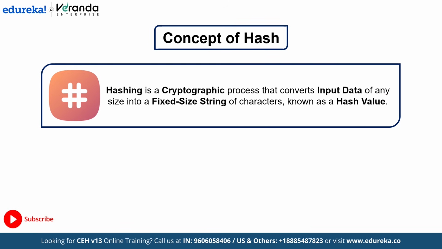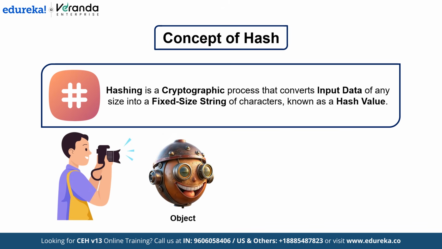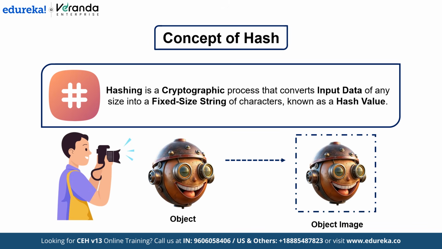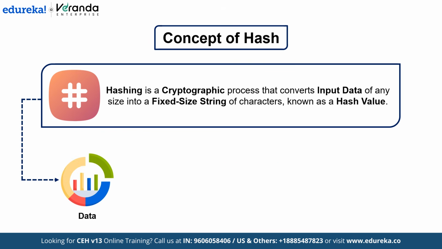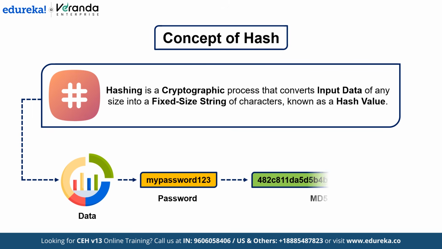A hash is like a digital fingerprint of a piece of data like a password. So imagine you're taking a picture of a unique object with a camera. The picture or image represents that object, but it's not the object itself. You can't reverse the image to get back to the object. Similarly, a hash takes a piece of data like a password and turns it into a fixed-length string of characters, and this string is the hash.